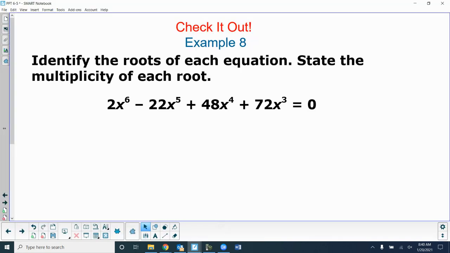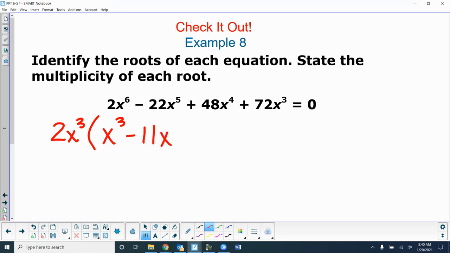You need to go over it again. All right, so 2x cubed, right? Let's see what happens if I pull out 2x cubed for the GCF. Then I get x cubed minus 11x squared plus 24x plus 36. Is that right? Did I divide correctly? Okay.